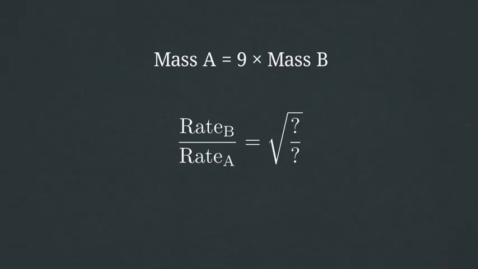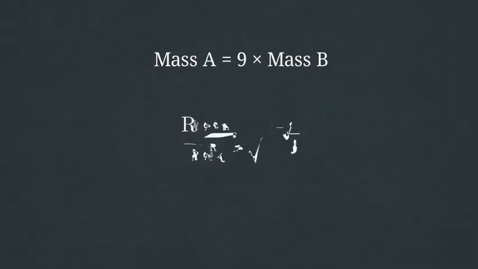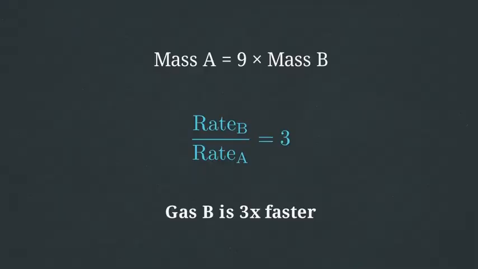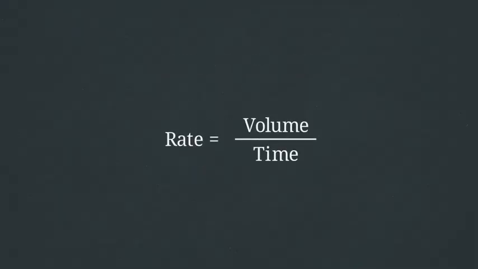By placing the heavier mass of 9 over the lighter mass of 1, the square root yields a rate of 3. This tells us gas B is 3 times faster than gas A. It's important to remember that rate is defined as the volume of gas moved divided by time. Because time is in the denominator, a higher mathematical rate means the physical process is finished more quickly.